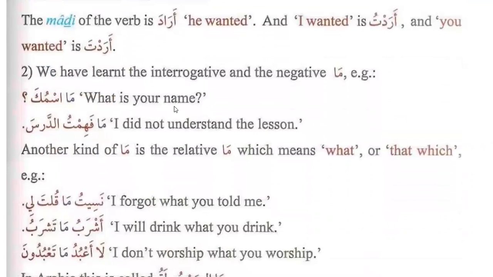Next, you have already learned that in the fi'l madi we use ma for a negative sentence, like ma fahimtu ad-darsa. And you also know the interrogative ma, which means what. Here you are going to learn another type of ma, which means that which. This ma is not a question, and it is not negative. It is a third kind of ma that you are going to study now.